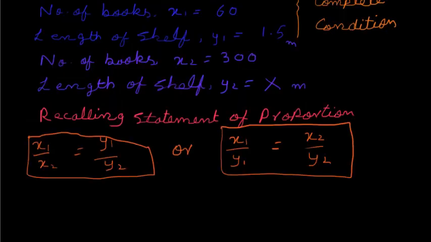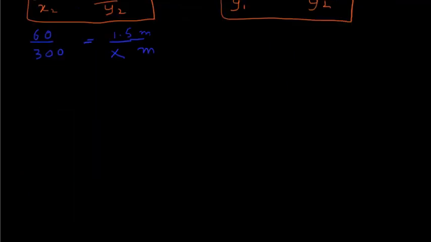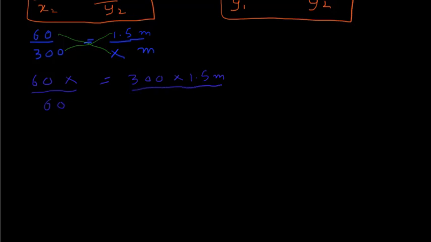Writing the information I have: x sub 1 is equal to 60, x sub 2 is equal to 300, y sub 1 is equal to 1.5 meter, don't forget to write the unit, and y sub 2 is equal to x meter. By cross multiplication, 60 will multiply with x and 1.5 will be multiplied with 300. So 60x is equal to 300 into 1.5 meter.